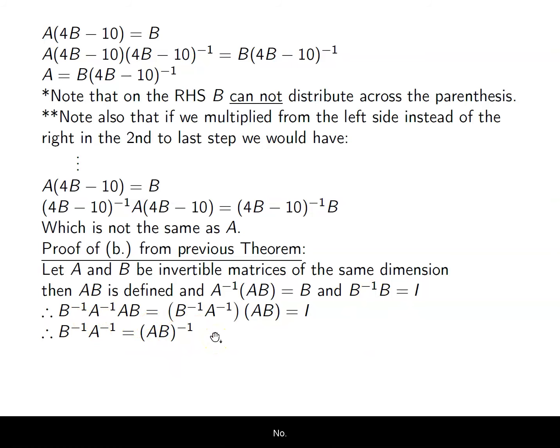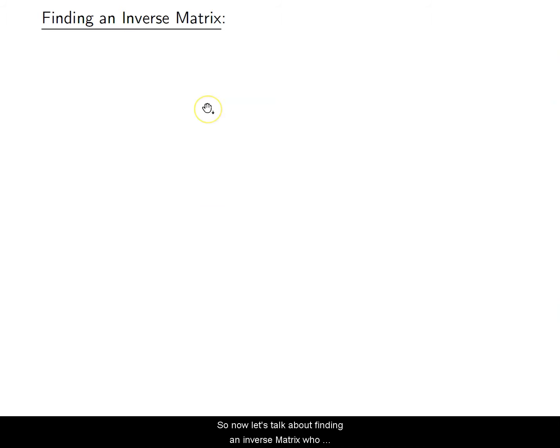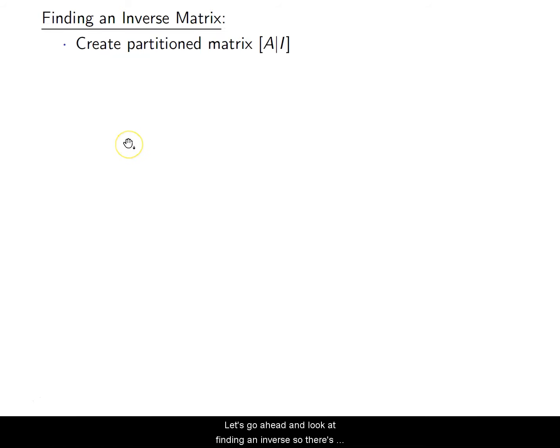Okay, now that's the end of the proof. So now let's talk about finding an inverse matrix. We've talked about the properties, we've talked about how to use them to solve matrix equations, but we have not talked about how to actually find an inverse yet. And actually this is a very, very large discussion. We're going to talk about one way right now, and then we'll talk about two other ways in chapter 5, which is the next chapter we're going to go into. We're going to skip 4, come back around for it. But let's go ahead and look at finding an inverse, okay?